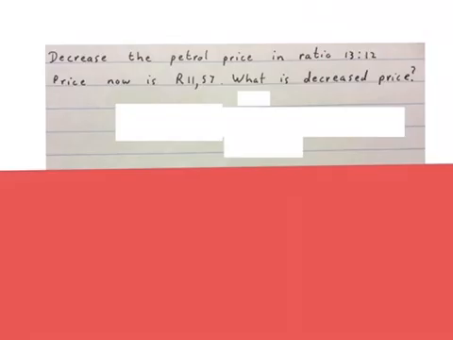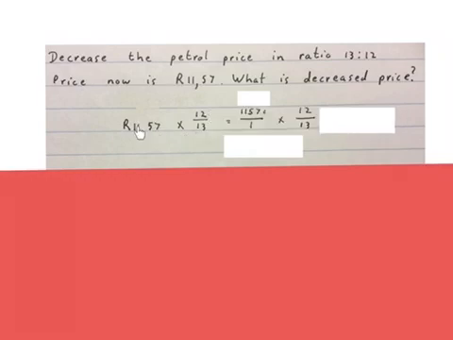Let's do two more. They say here, decrease the petrol price in the ratio of 13 to 12. The price is now 11 Rand 57. What is the decreased price? You write 11 Rand 57, you times it by small over big. Because I don't like to work with decimals, I change everything to cents and make it into a fraction. You may do it differently.